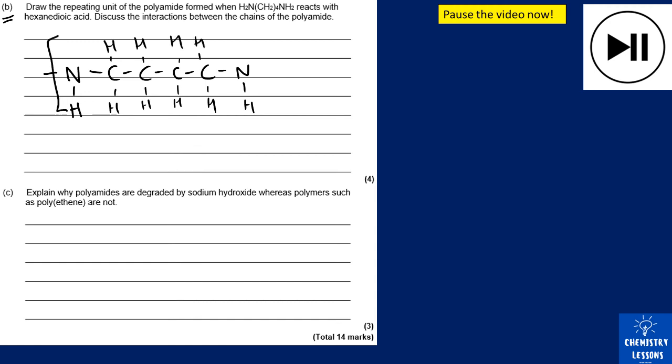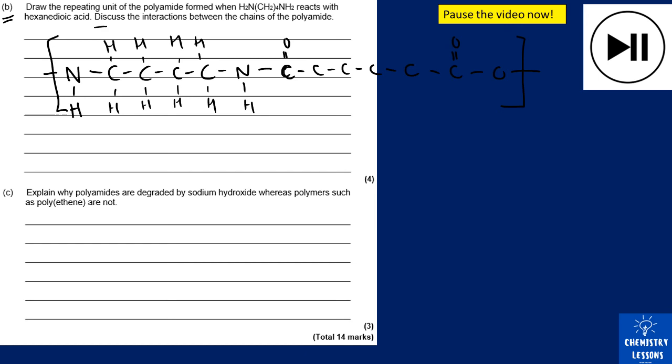There's the square brackets at one end, and it's hexane dioic acid. So it's going to be dioic acid, 6 carbons. Now be careful, it's not going to be 6 carbons in between, there's only going to be 4 carbons in between, because in hexane dioic acid, the carbons within the carboxylic acid group will be carbons 1 and 6. So 1, 2, 3, 4, 5, 6, and then there we go, final amide link at the end. So there's my repeating structure. That's going to be worth 2 marks.